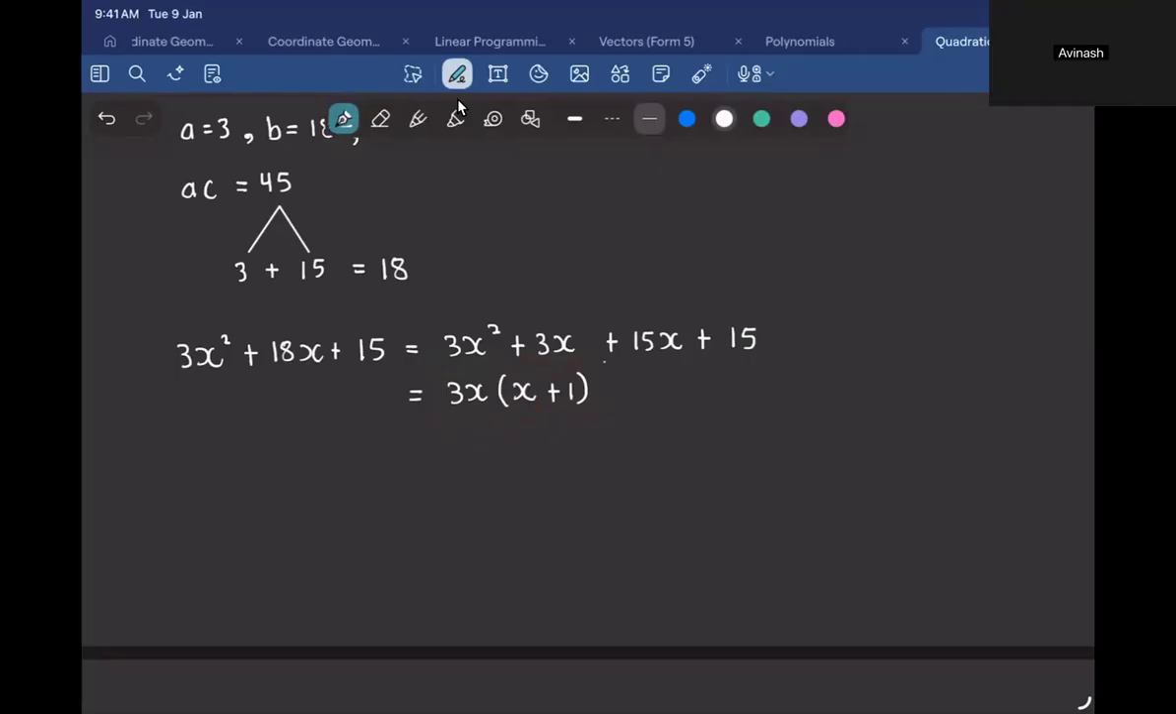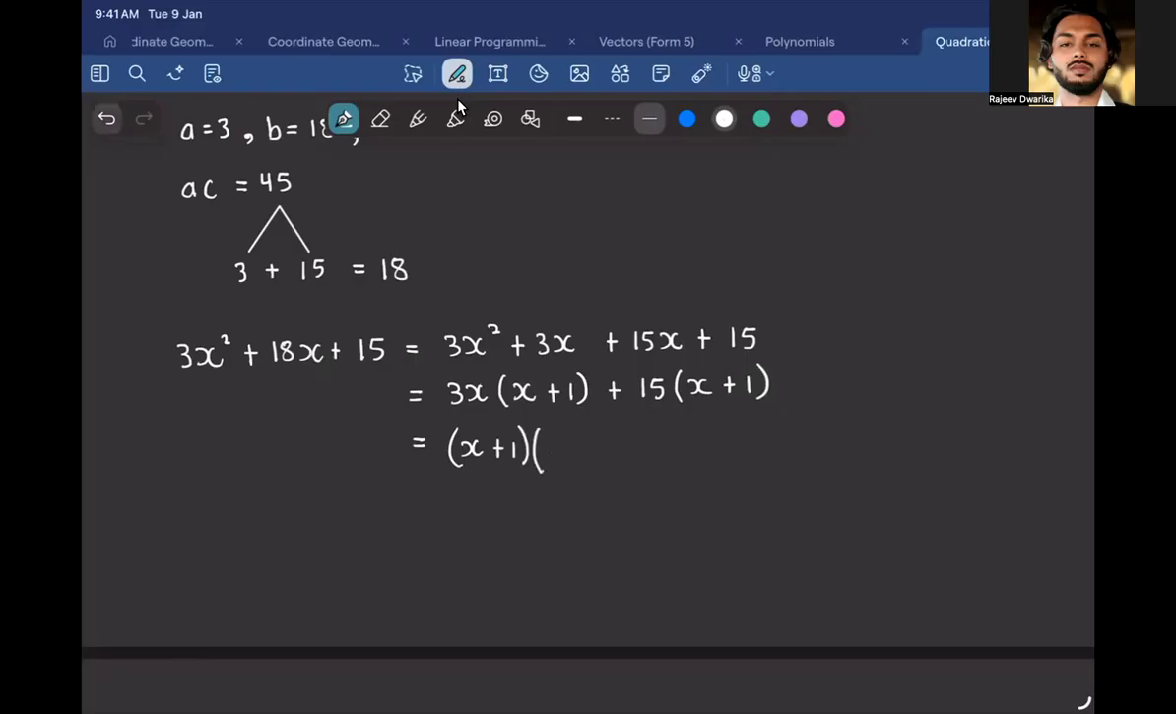Yes, sir. What would I factor out from 15x and 15? 15. Right. So what would I have to multiply by 15 to get back 15x? x. Right? What would I have to multiply by 15 to get back 15? 1. So notice we have x plus 1 here and x plus 1 here. That means we could factor out the x plus 1.